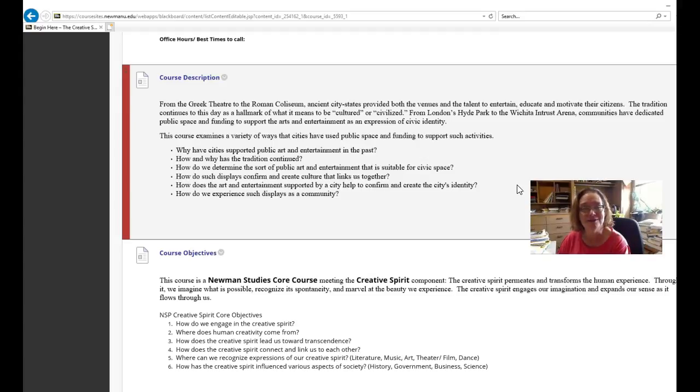So why have cities done this in the past? Why devote a lot of public funding, a lot of tax dollars to this? Why did the Romans build the Colosseum, for example? Why did the Egyptians build the pyramids, right? So why devote a lot of money to these public building projects? How do we determine the sort of public art and entertainment that is suitable for civic space, right? So even today, we're going to have controversies over what kind of statuary we should have near the Arkansas River if you're in Wichita. What kind of parks should we have downtown?